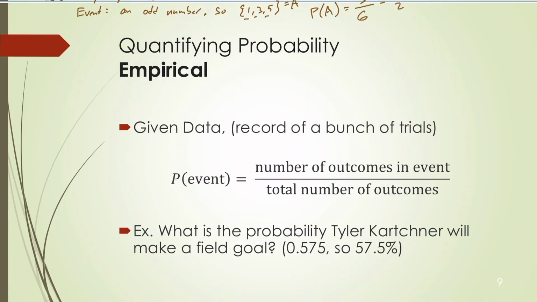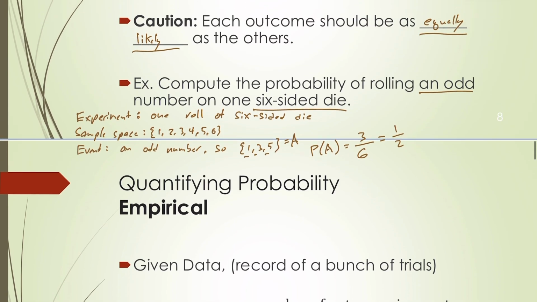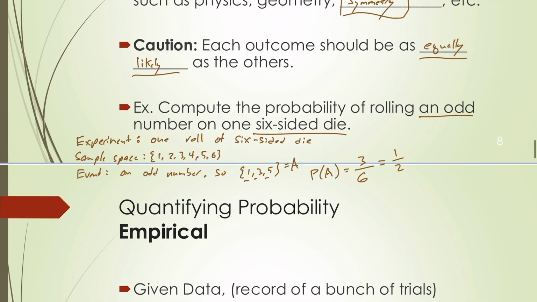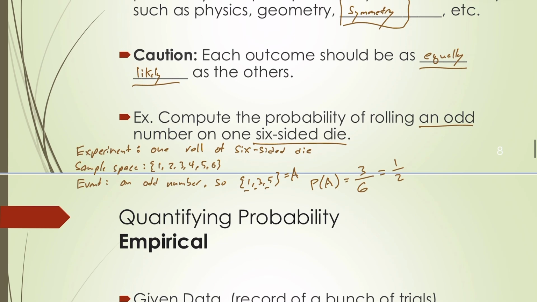Okay, quantifying probability. Now we're going to talk about the empirical approach. In contrast to the theoretical approach, I did not do any data. I didn't actually roll a die at all. It all just came out of my brain. Reasoning through the symmetry of the die, making the assumptions, and computing the sample space, all of that just came from my brain. It was theoretical.